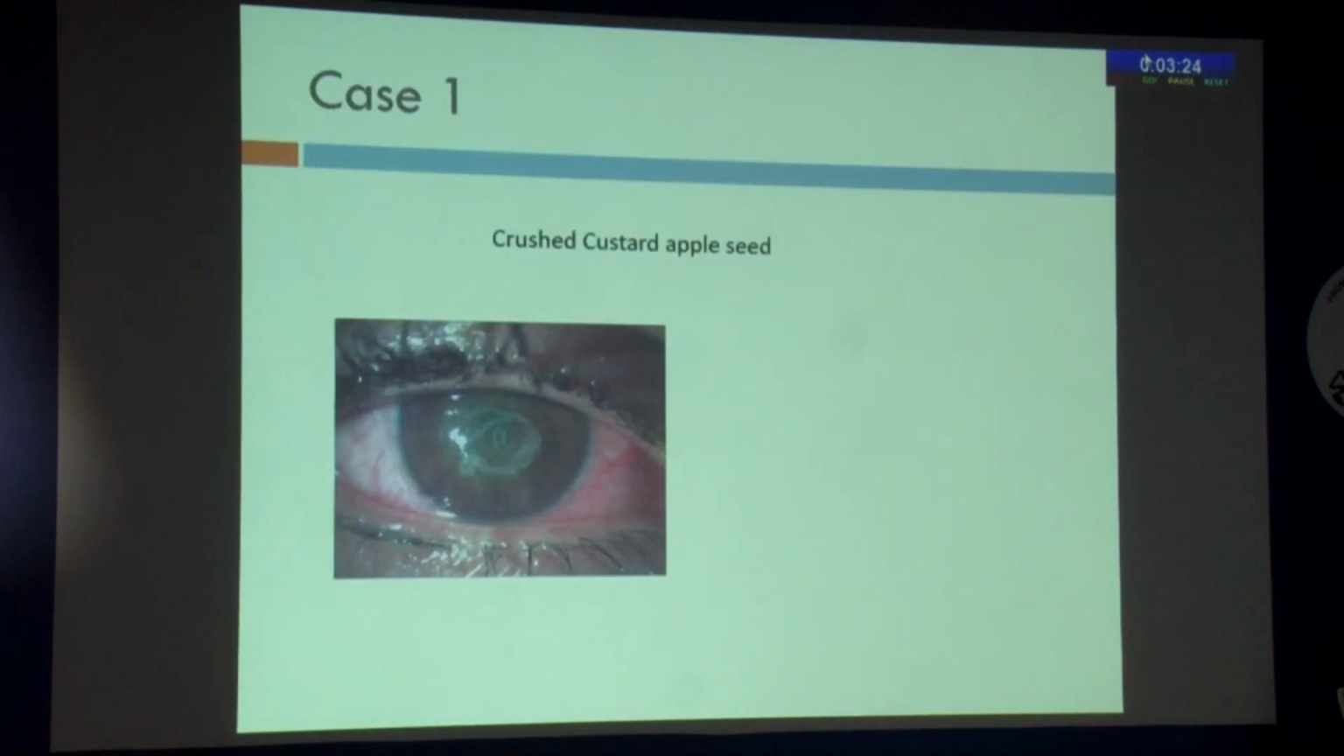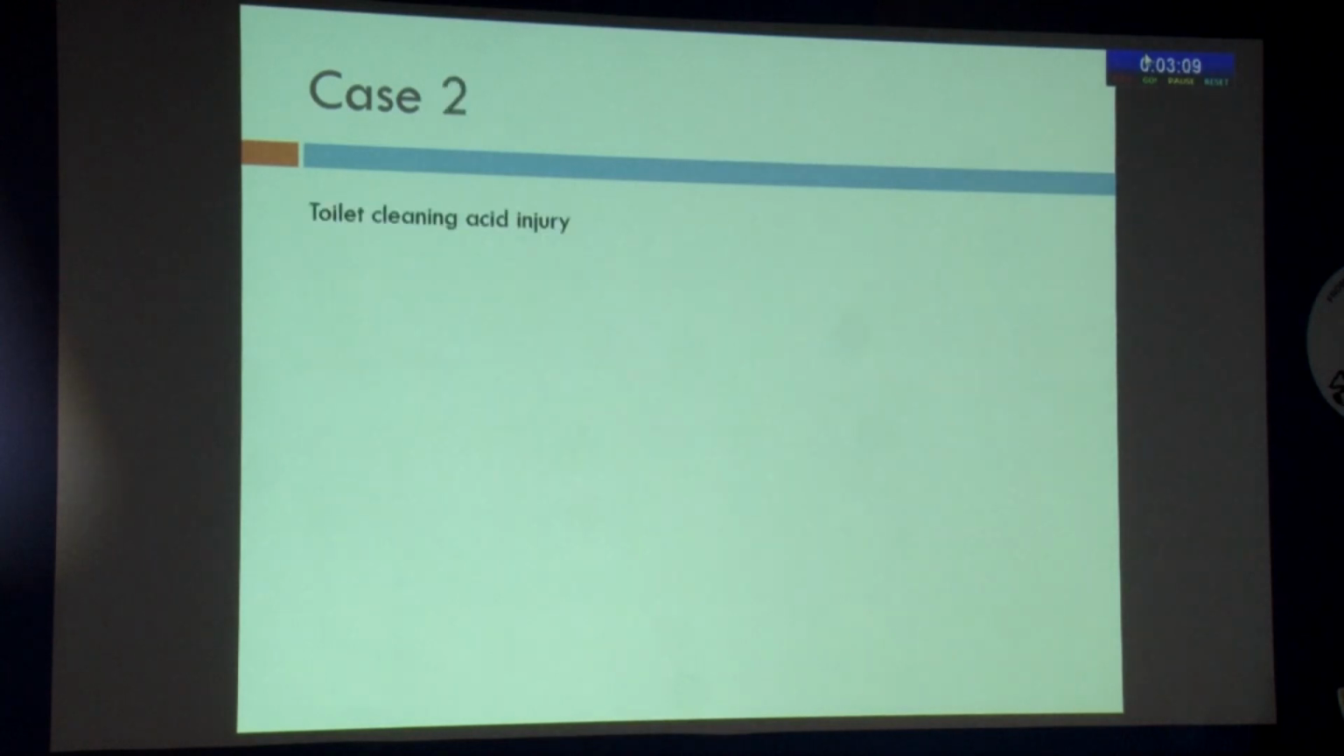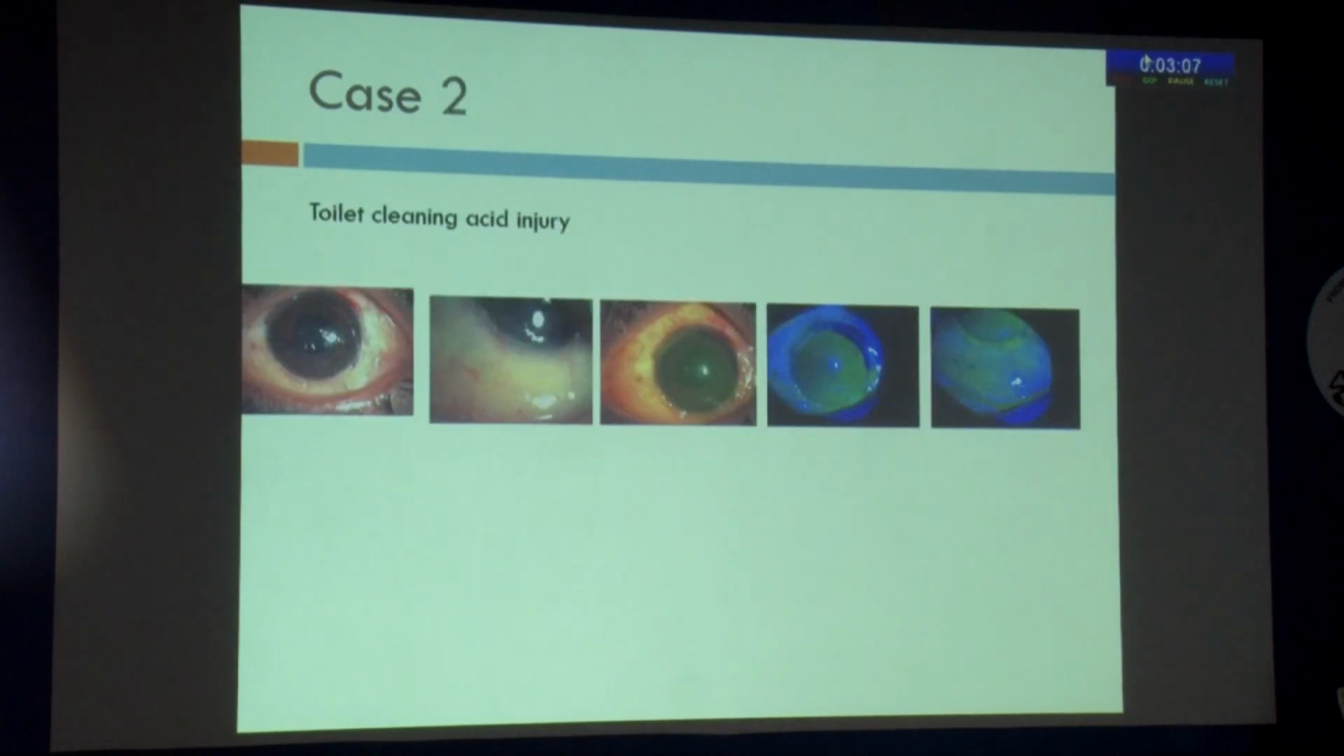So these are just a few cases. Funny cases can come to you. This was a female who had applied crushed custard apple seeds in her hair for her hair treatment, and ended up with epithelial defect and sloughing. It is important that you debride the sloughed epithelium before you start medical therapy.